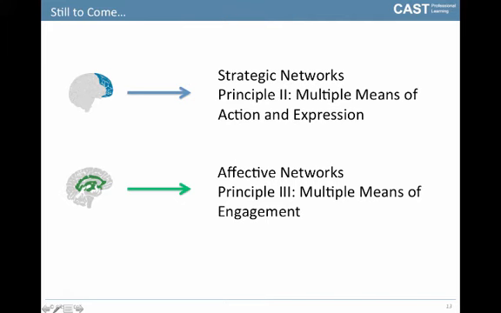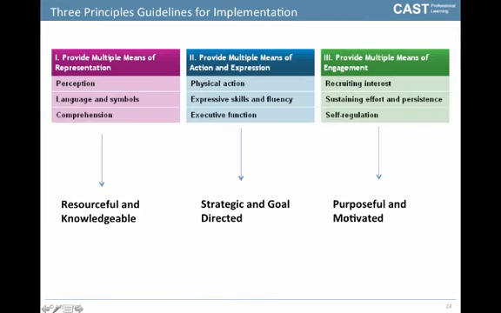As UDL is founded on research in the learning networks, remember that all three networks, recognition, strategic, and affective, are active in any learning event, and each student will vary in the way their brain is active. In fact, the same student will have different activation of the networks at different times. The UDL framework can be used to design sufficiently flexible and robust curriculum that addresses learner variability.